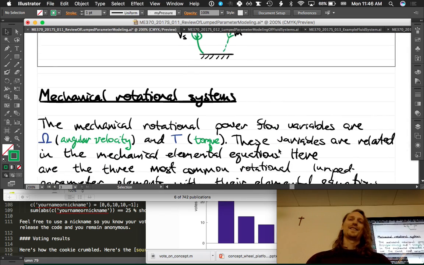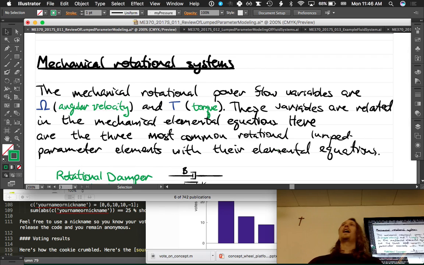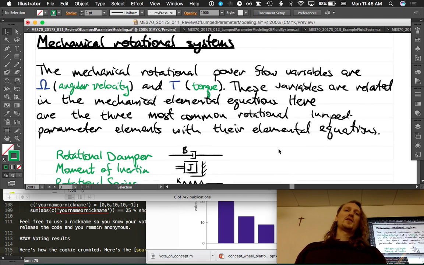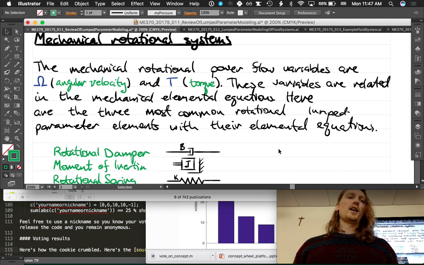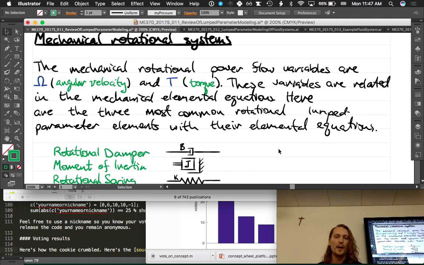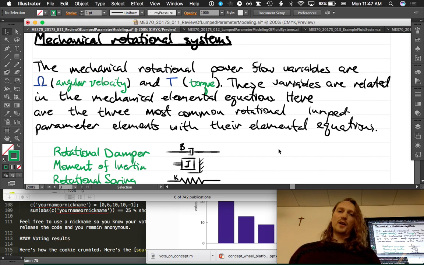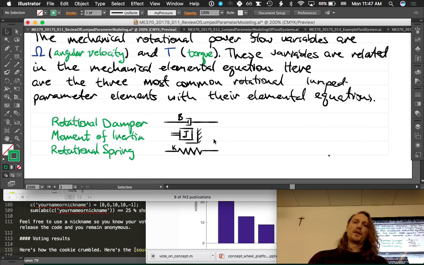Okay. So let's round out this lecture with the discussion of mechanical rotational systems. I'm not going to do an example of these because we just don't have time. But review previous material if you would like. We'll just refresh our memories as far as what types of components show up. The mechanical rotational power flow variables are omega, the angular velocity, and T, the torque. These variables are related in the mechanical elemental equations. Here are the three most common rotational lumped parameter elements with their elemental equations.